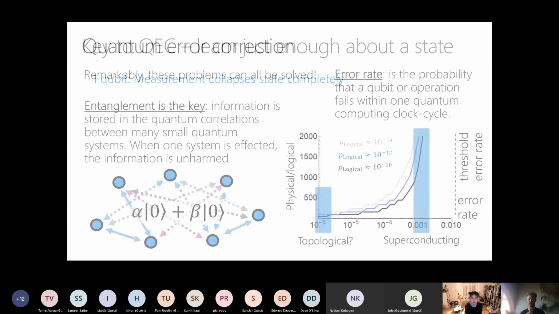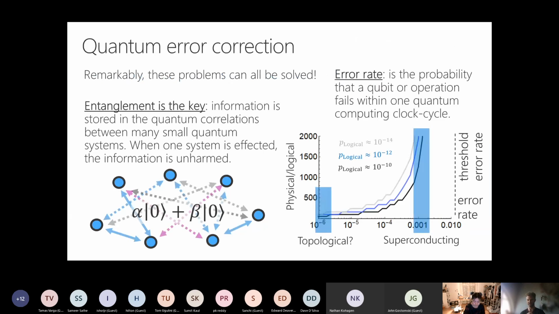And the other thing I will point out is that there's also a threshold here, like for the classical case, and it's much lower. The classical case was a 50% error rate was the threshold. Here it's 1%. So if your qubits are not better than that, then error correction is not going to help you.